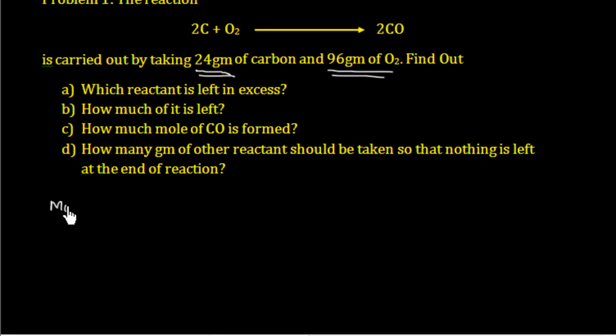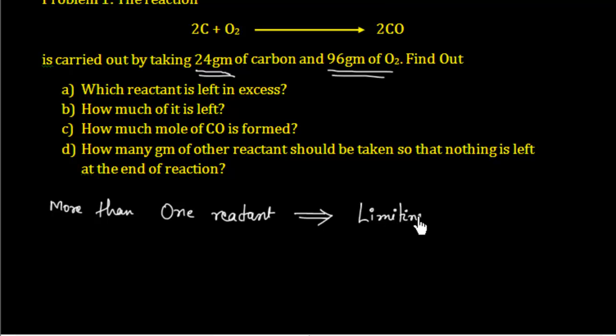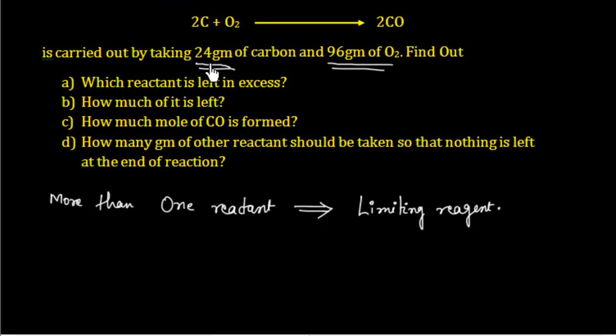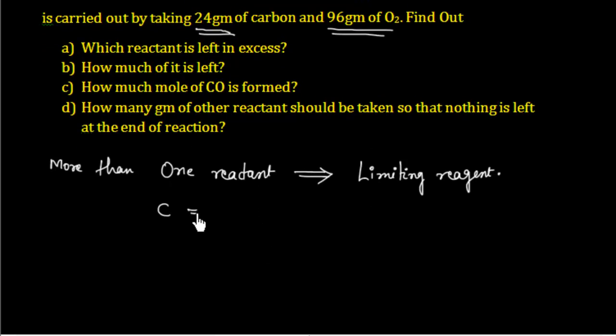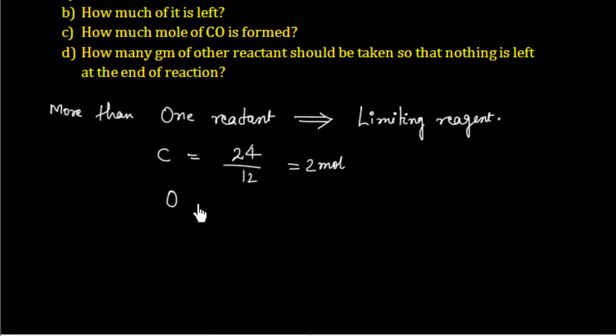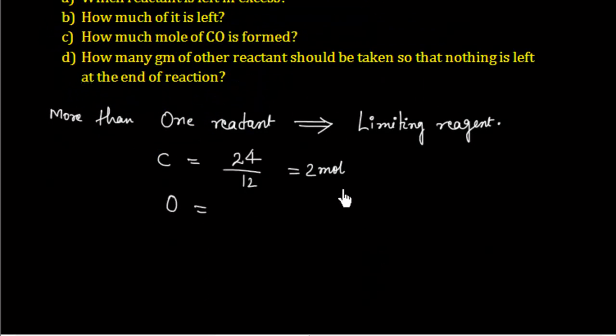So when more than one reactant is given, this means this is a problem of limiting reagent. If I do this problem, carbon has a mass of 24 gram, that is 24 divided by 12, so we have 2 mole of carbon. And we have 96 gram of oxygen, that is 96 gram O2, so 96 divided by 32, so this is 3 mole.